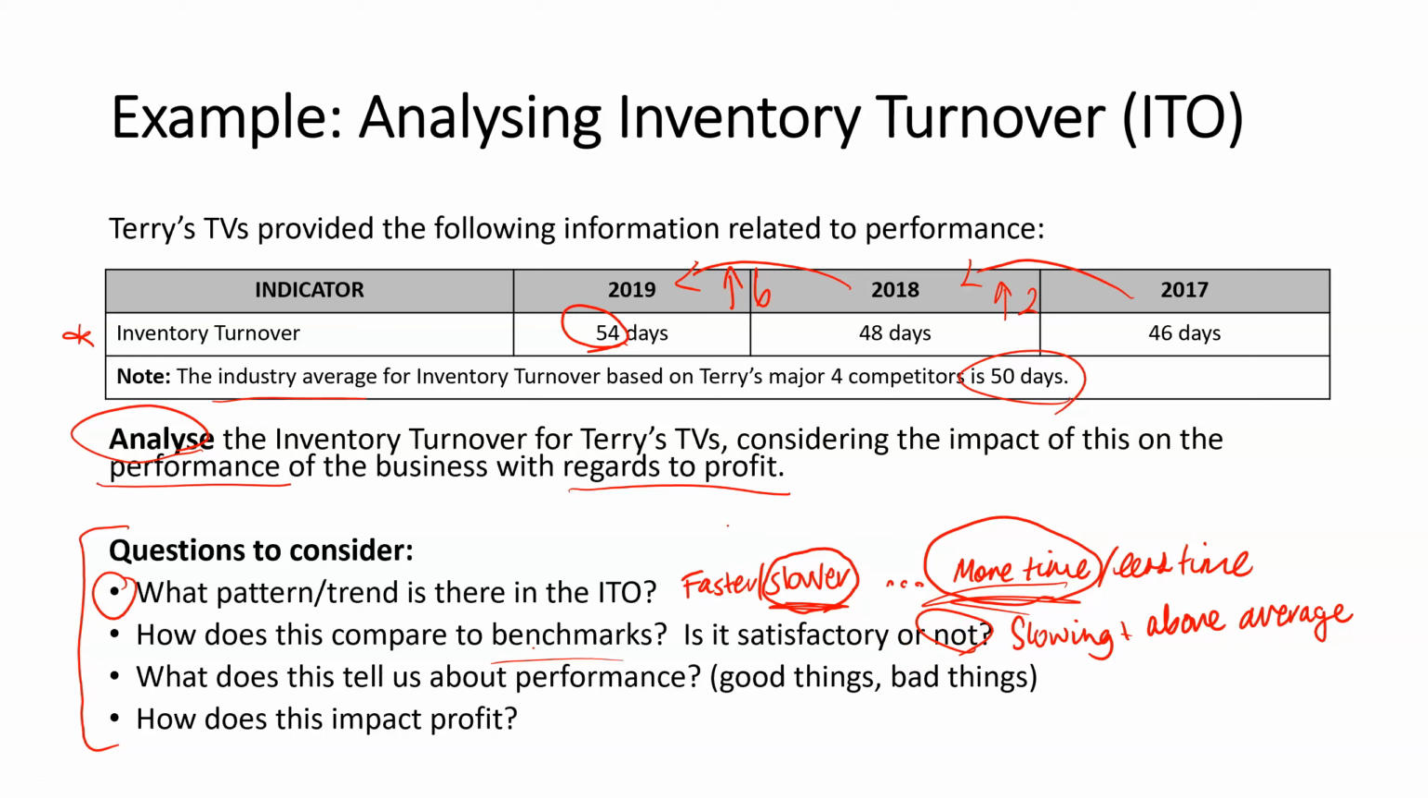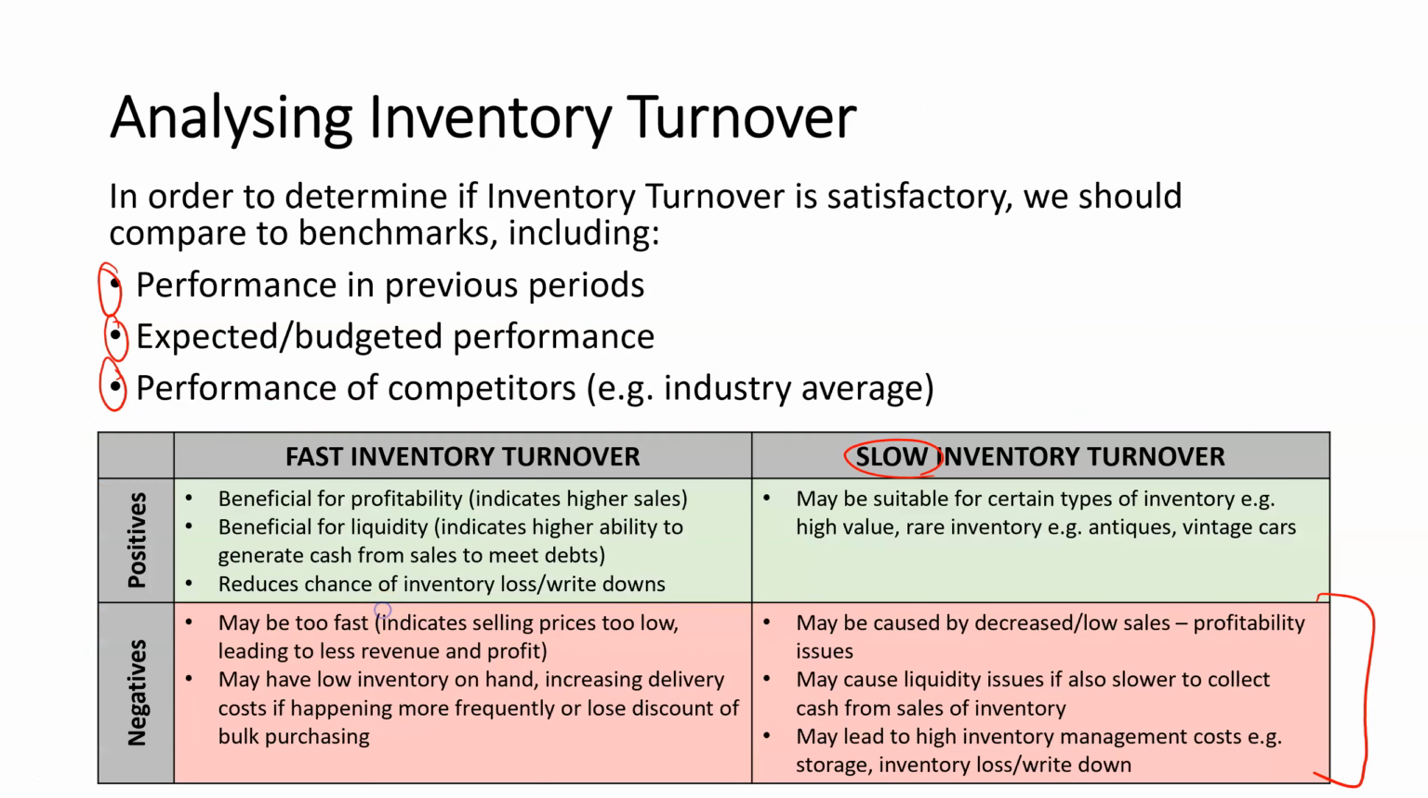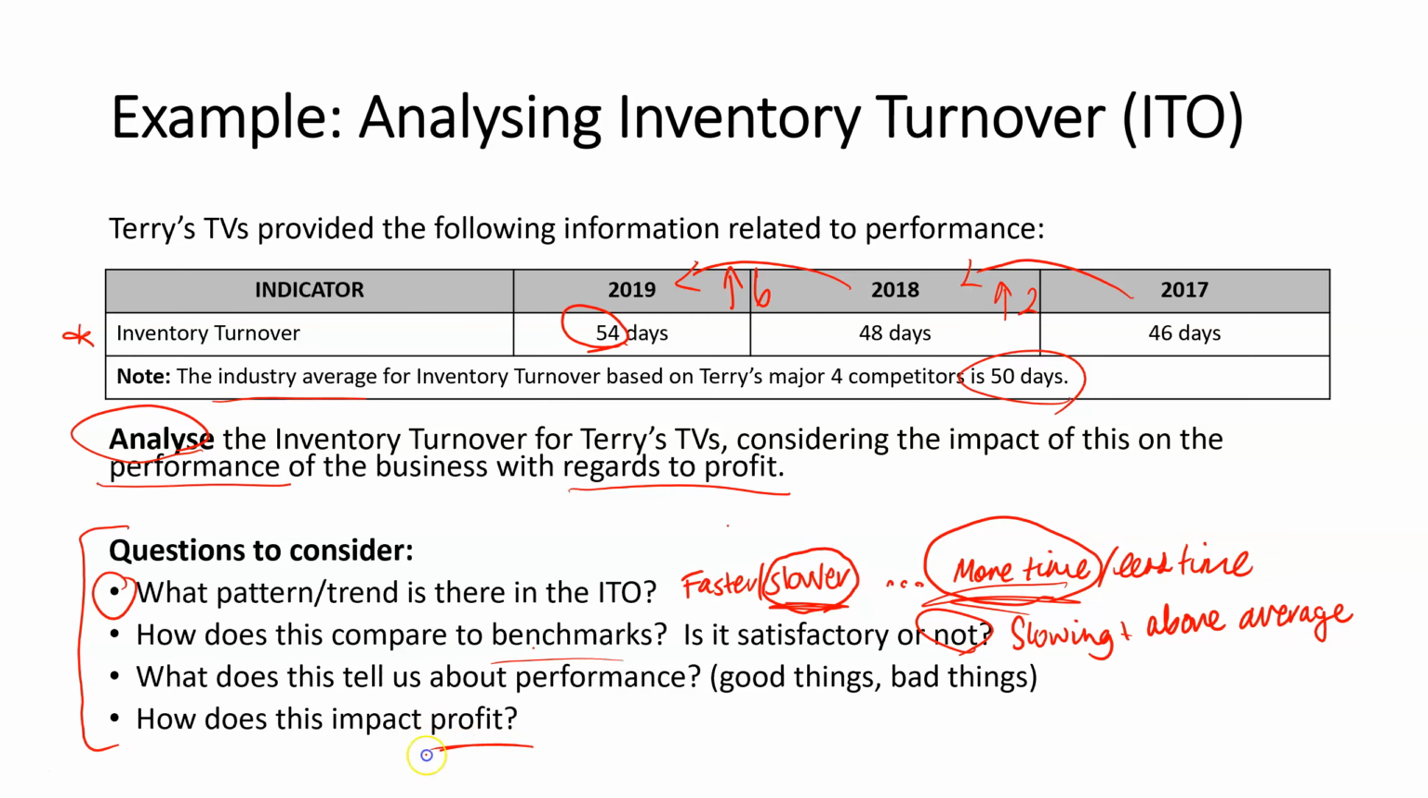So what does this tell us about performance? This is where we would go back and we would talk about some of the issues that are presented in this table here. And so we might talk about reasons why it could potentially be slowing down and what impact that might have on the business's performance. So we might talk about things like profitability, liquidity, and it could be talking about high levels of costs to manage that inventory. This is then going to lead us to the talk about profit. So when we're talking about profit, we need to think about what revenues and expenses have changed.